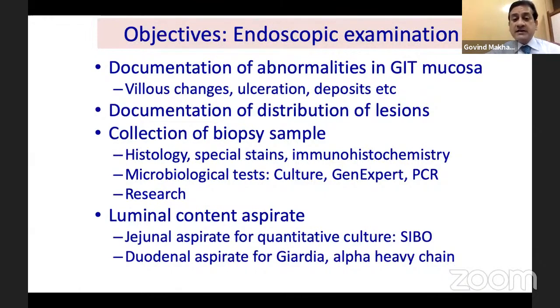Also, we do endoscopy sometimes to aspirate duodenal fluid or jejunal fluid for a specific purpose. You want to diagnose SIBO or bacterial overgrowth, you do culture. You want to diagnose Giardia or alpha chain disease or IPSID, then aspirate the fluid for alpha heavy chain. And also we do endoscopy to look at the length of disease, how much is affected, especially in IBD. We always do colonoscopy to look at the length of the disease involved.